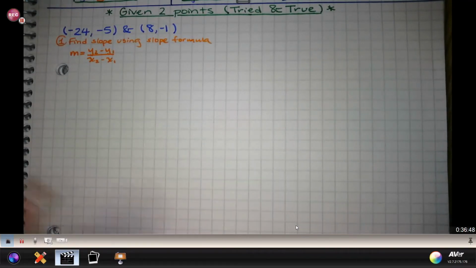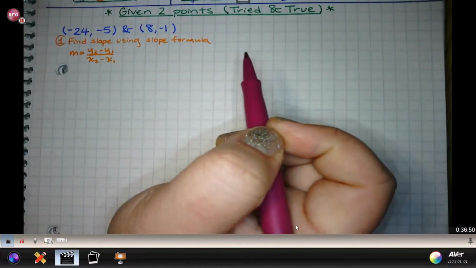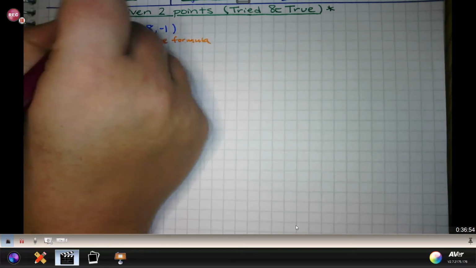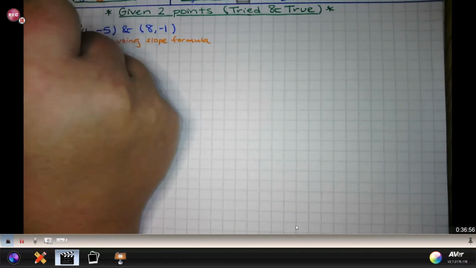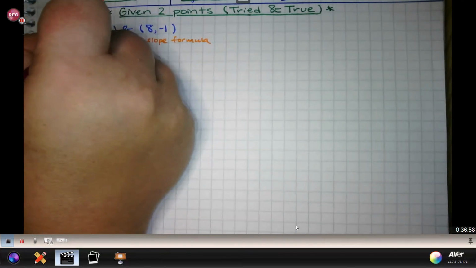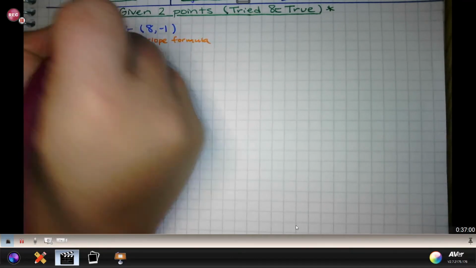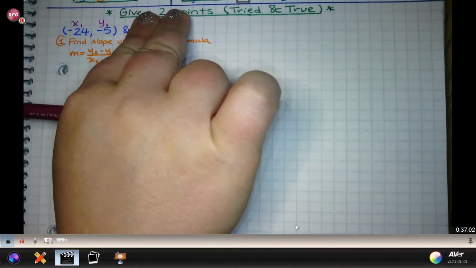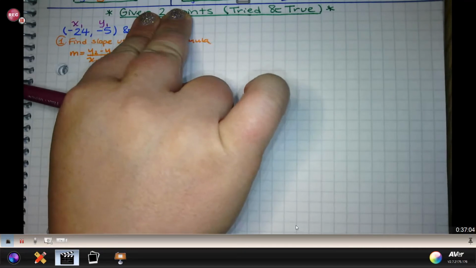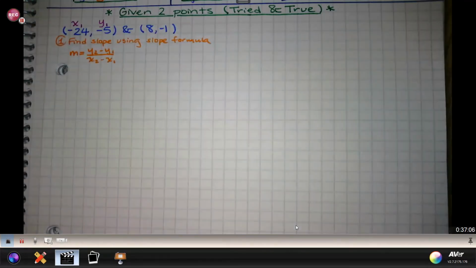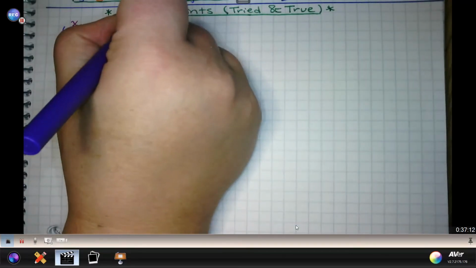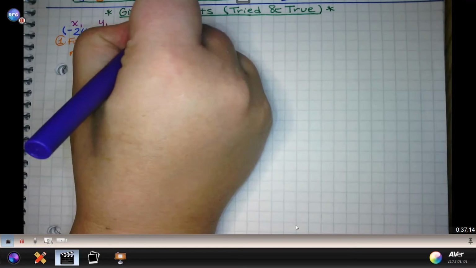Then what I'm going to do is pick one of these to be the first point and one to be the second. And again, it doesn't really matter, so I'll just make the one that comes first, the first one. So negative 24 is my x sub 1. Negative 5 is my y sub 1 because they're from the first point. And remember, x always comes first in an ordered pair. Then that makes this one x sub 2, y sub 2.